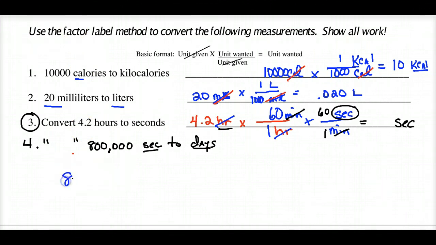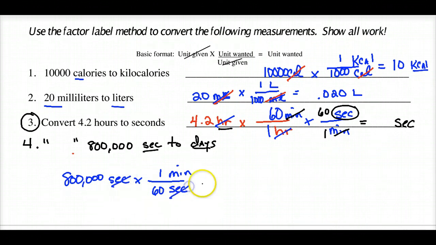Let's go 800,000 seconds. That's what I'm given. Now I know I don't have a conversion from seconds to days in my head, so I know I've got to get rid of seconds. And I'm going to go to, okay, minutes. And I know that for every 1 minute, there's 60 seconds. I didn't have to think about divide by or multiply. I let my units tell me.